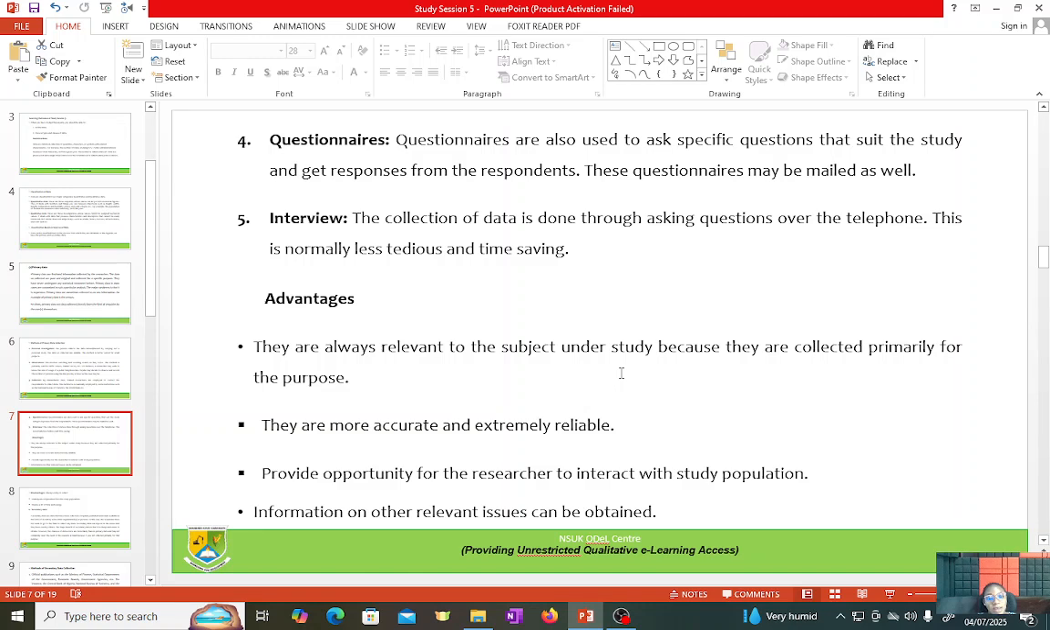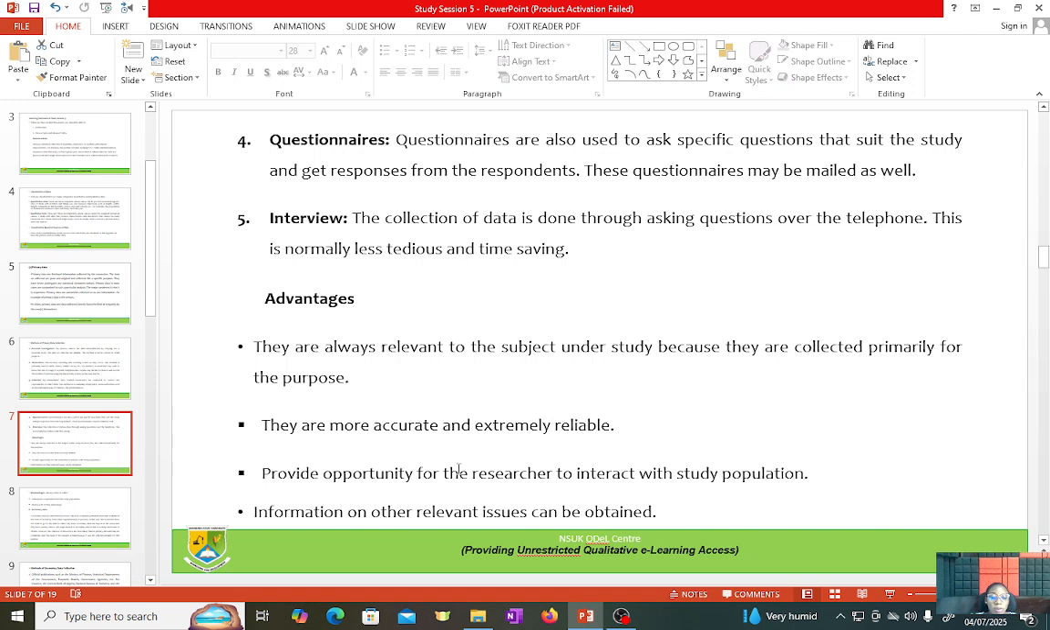It was not data collected for a different purpose prior to the time of the researcher collecting it, and then trying to fish out what might suit his own research questions. From the point of collection, he collects those variables that are useful for the purpose for which he or she wants to use the data. They are more accurate and extremely reliable.